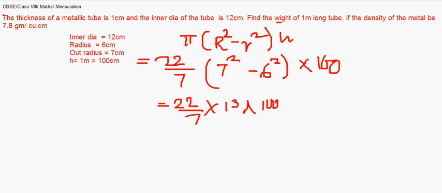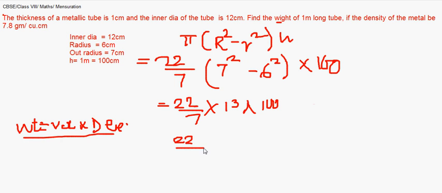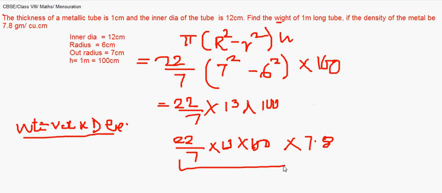We have to find the weight of this. Weight is volume into density, right? I left the calculation there because here I have to find the weight, and that can be calculated as 22 by 7 into 13 into 100, and multiplying it with 7.8, which is per cubic centimeter, because this one is in cubic centimeter. If we solve this, I'm getting some figure which I'm rounding off, that is 31.9 kgs. Your answer might be 31.86 something, but that's acceptable, which is 31.9 kilos.